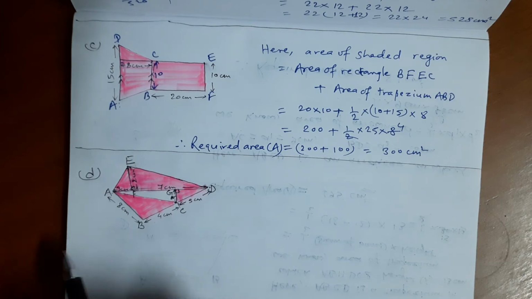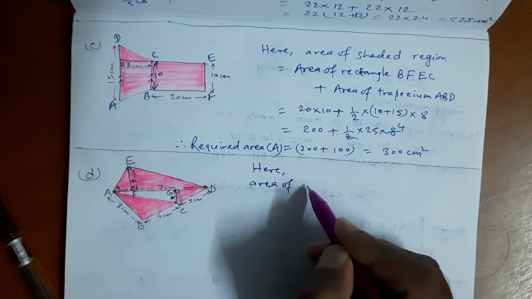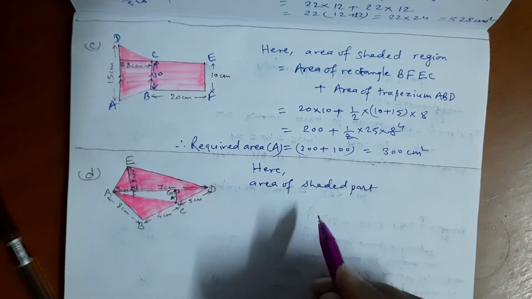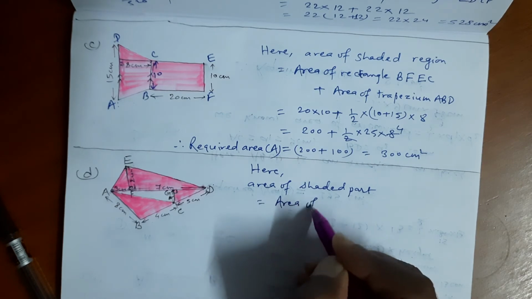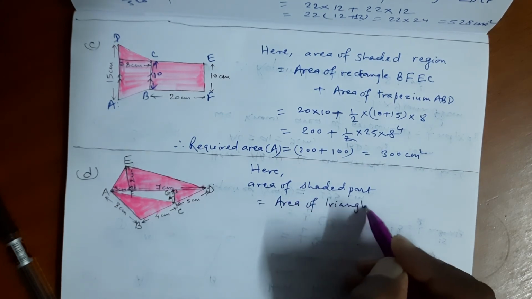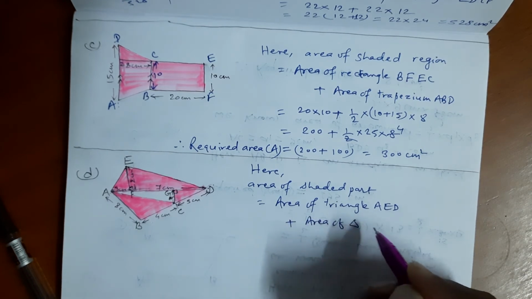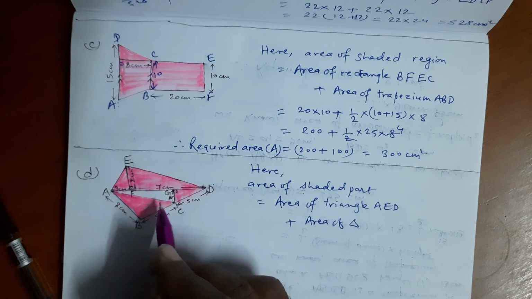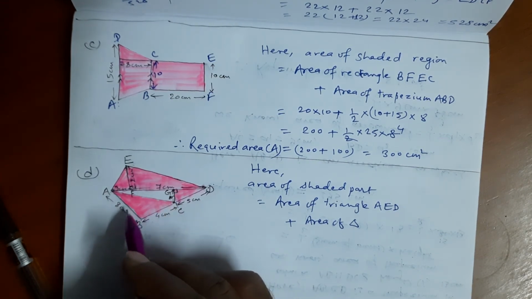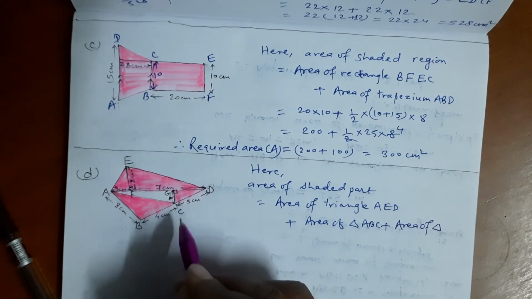Area of the shaded part equals area of triangle AED plus area of triangle ABC plus area of triangle CGD. For the AED triangle as a whole, the base is this 3 plus this 7, which is 10, and this height is 2. The areas of these two other triangles we should find separately because this height is not given.